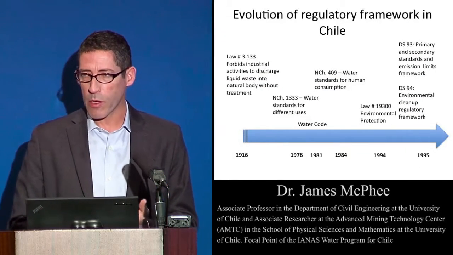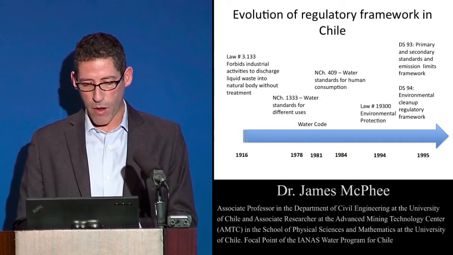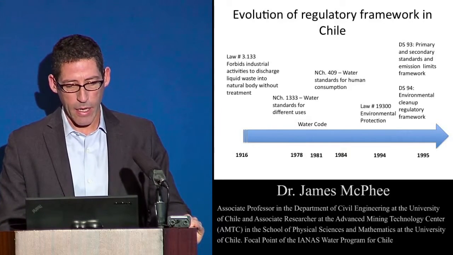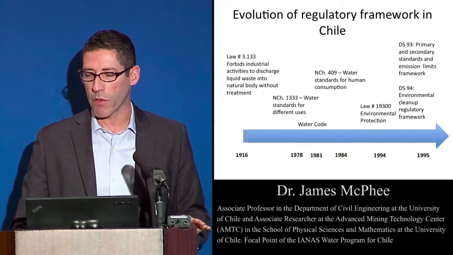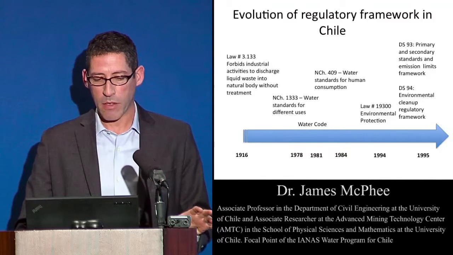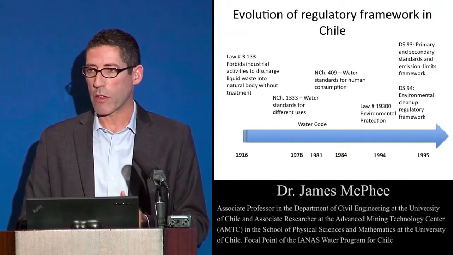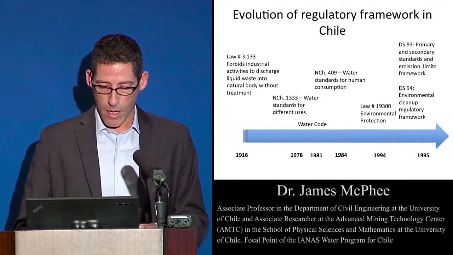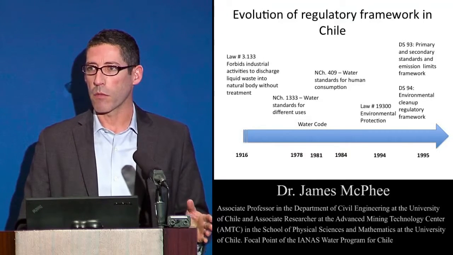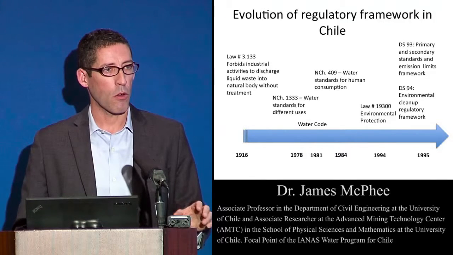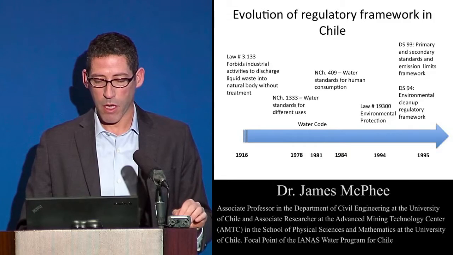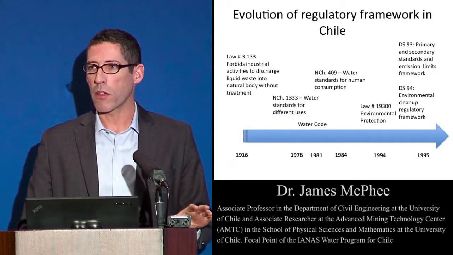The evolution of the regulatory framework in Chile looks roughly like this timeline shows here. In 1916, we find one of the first law bodies that forbids industrial activities to discharge liquid waste into a natural body without treatment. Then we have to wait all the way until 1978 to find a new regulatory body, which is a Chilean norm, Standard 1333, which regulates water quality for different uses.